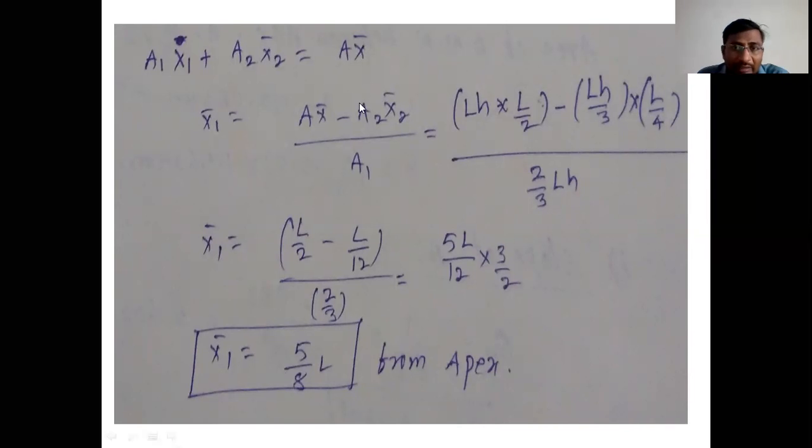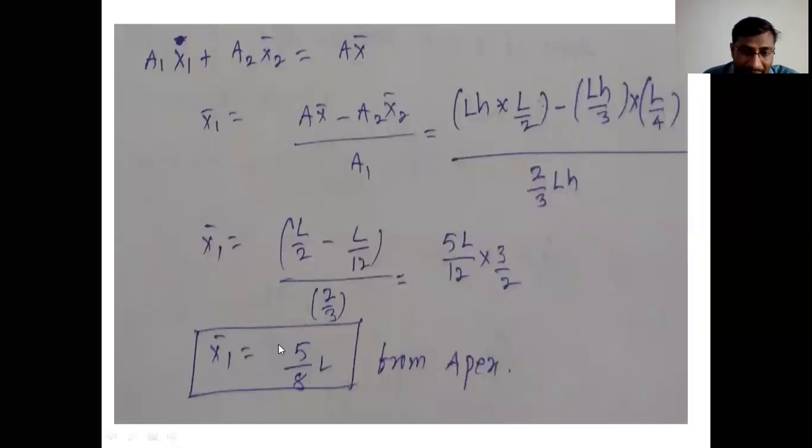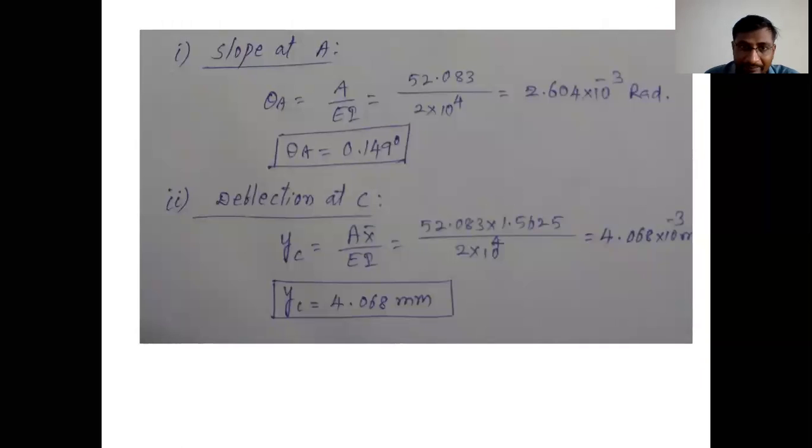Here, x2 bar is the distance from the apex, L into (n plus 1) by (n plus 2), that is 3 by 4 of L from the apex, and 1 by 4th of L from the base. So we are calculating from this point, and then x1 bar we will get is 5 by 8 L, where L is the length of the diagram. Like this, you have to find the x1 bar, or the location of the center of gravity, for this diagram.